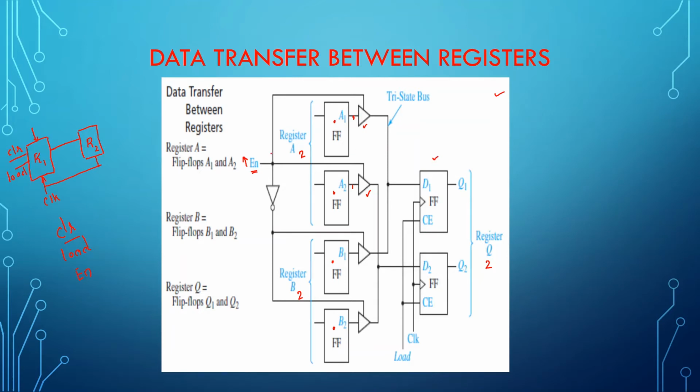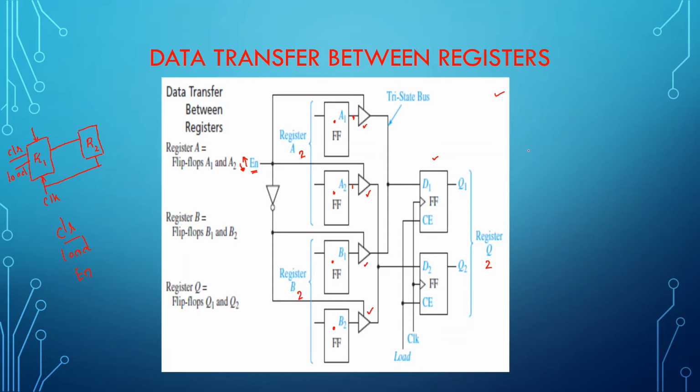After that, you need to make the enable signal low. Please concentrate. Once you make the enable signal low, this tri-state buffer will be turned off, and these two tri-state buffers will be on, so that the data in the flip-flop B1 will be loaded to register D1 and from the flip-flop B2 it will be loaded into register D2. It is as simple as this one.